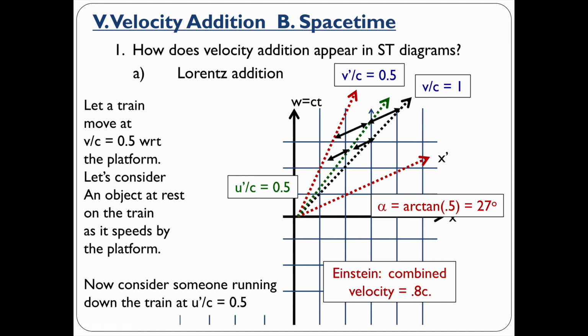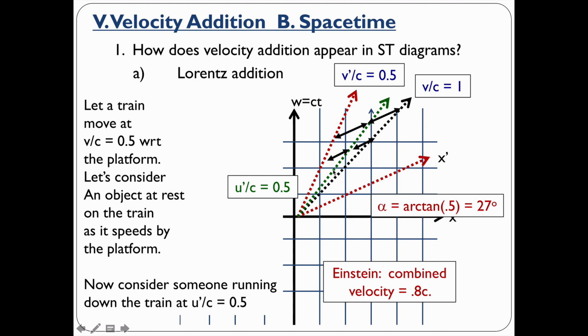What we need to do instead is add this velocity parallel to the x prime axis, so that instead what you get when you add, if you have something that's moving at half the speed of light and you have somebody running at half the speed of light, the combined velocity is 0.8 c.